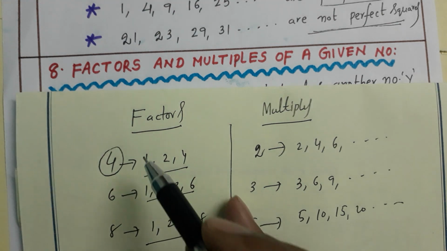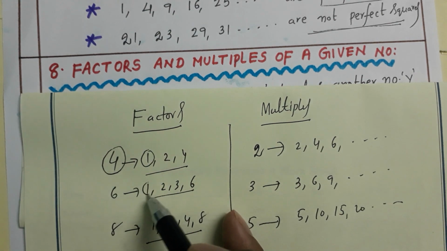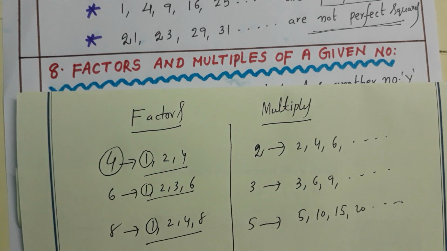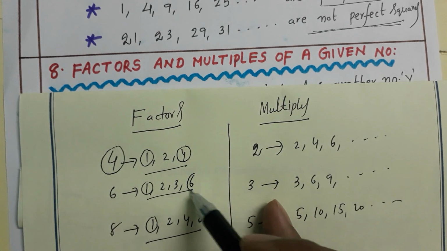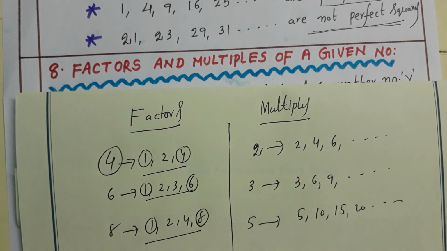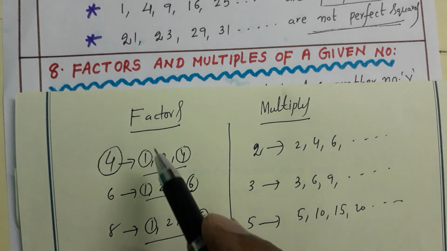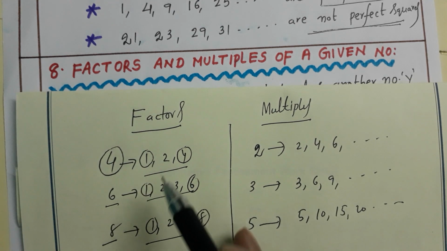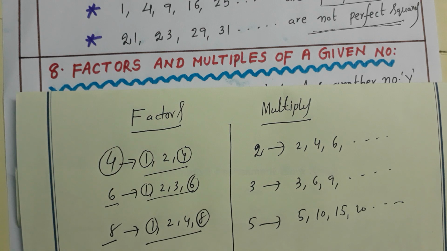You observe one thing here. 1 is a factor of every number, and also every number is a factor of itself. And one more thing we can observe, the factors of any given number are finite, that means limited.